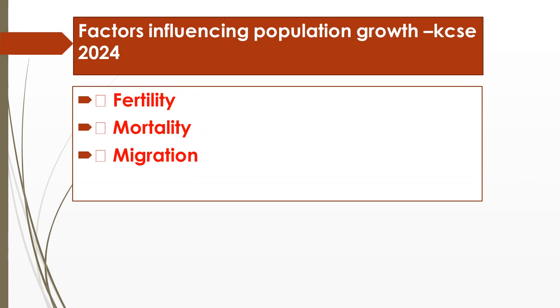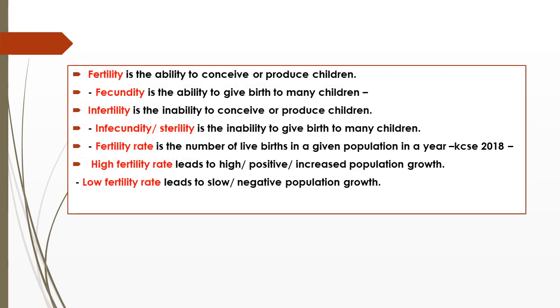There are three factors that influence population growth. One, we have fertility, we have mortality, we have migration. And in our case today, we are going to look at one, and that is fertility. The other two, we are going to look at them in the next lesson that is slated for tomorrow. Under fertility, we are going to look at a number of terms, and we're also going to start with fertility.